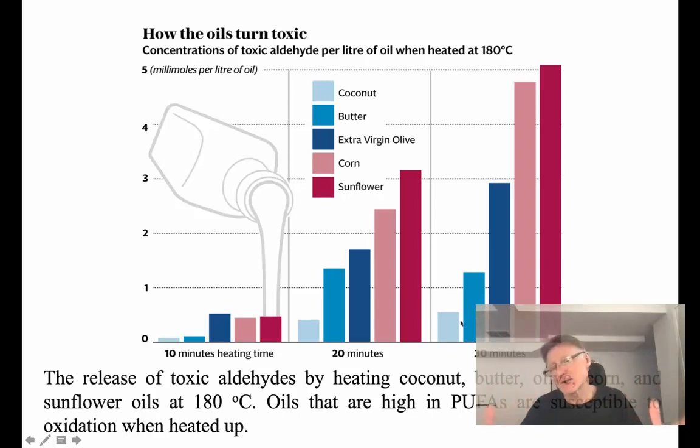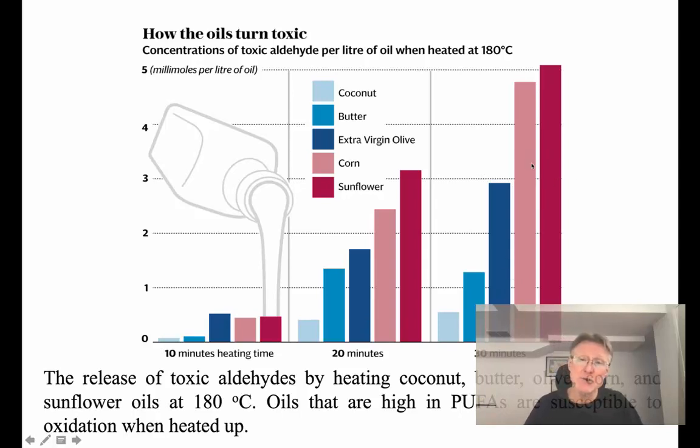So what's the message of this slide? The message is this: if you're going to cook, if you're going to fry something, avoid using vegetable oils. Try to give preference to those fats that are more saturated, because they are more stable at room temperature and also under heating conditions. And the more you heat and the longer you heat, the worse it gets.